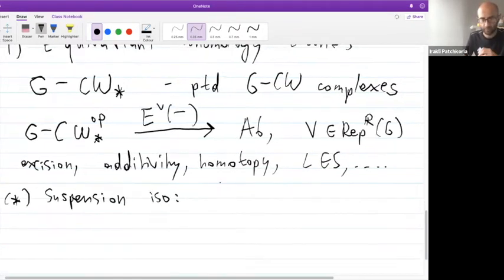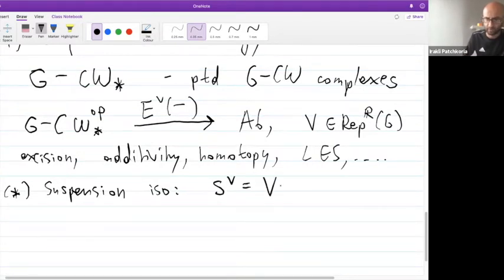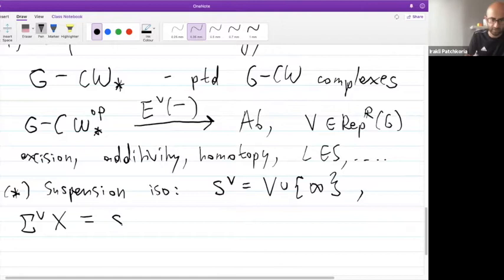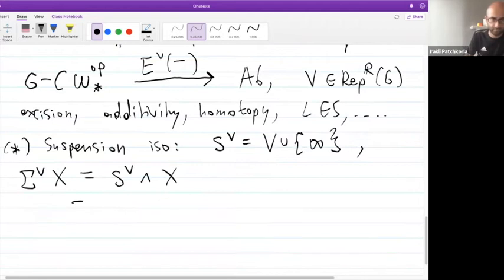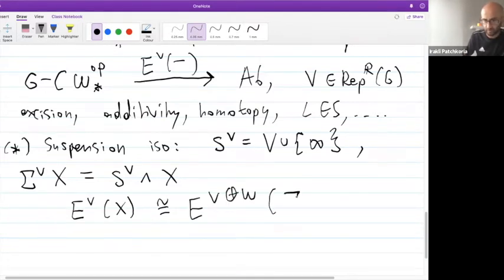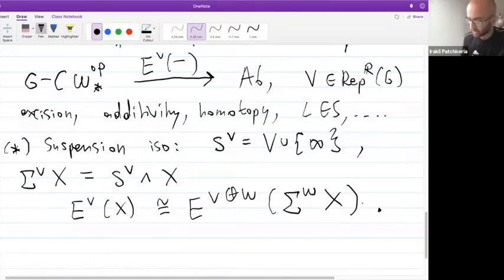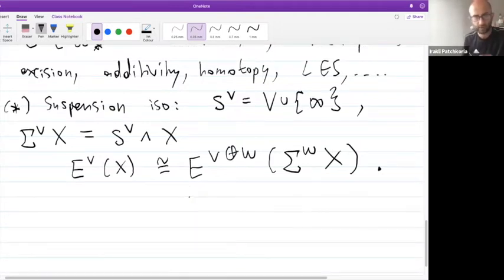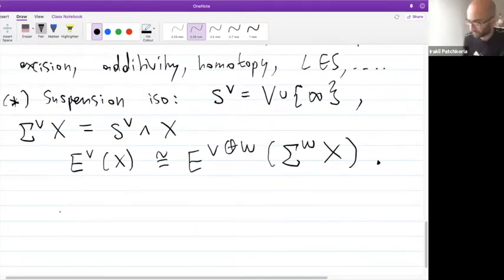First of all, let's define S^V, the one-point compactification of the representation V. Then the suspension by V of a G-space X is just the smash product of S^V with the space X. Now what the suspension isomorphism asks is that you have these types of isomorphisms, and this condition is enough to have some structural consequences about the coefficients of this cohomology theory.